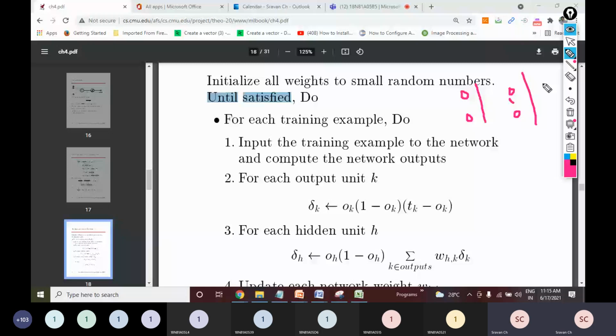And this is the output, something like this. So input the training example to the network and compute the network output. If my inputs are x1 and x2, then I have to take another input called the bias, you know that, and I will initialize the weights randomly. So initialize all weights to small random numbers. Then I will apply all these inputs and weights, compute the sigma part, and also apply the sigmoid function to get non-linearity.